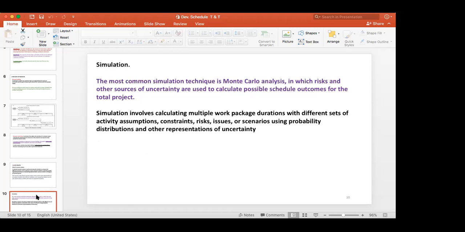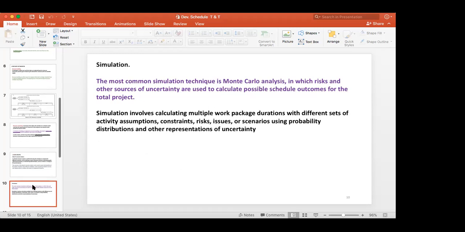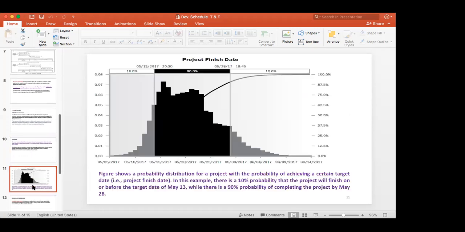All these things are data analysis. And then simulation. The most common simulation is the Monte Carlo simulation, in which risk and other sources of uncertainty are used to calculate possible schedule outcomes for the project. These things, you just need to have an understanding because it's highly mathematical. You don't need the statistics of this. But anyway, this is the one.